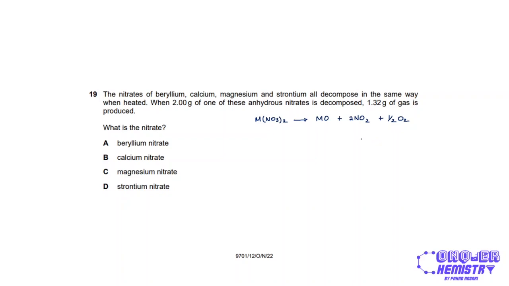Now it says over here that when 2 grams of one of these anhydrous nitrates is decomposed, 1.32 grams of gas is produced. What is the nitrate? So we have 2 grams of a nitrate. What we can do is find the moles by dividing the mass by the MR. The problem is that for each of these nitrates, the MR is going to be different because you have a different metal. So we can assume that the AR of the metal itself is X, and then add up the ARs of the other atoms. This is going to be 2 for the nitrates, 14 plus 3 times 16 for those atoms. Here we have the moles. Simplify this: it is going to be 2 divided by X plus 124.